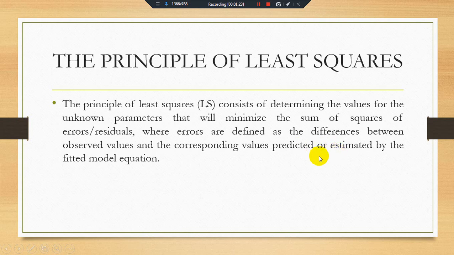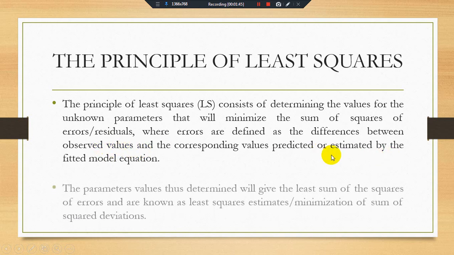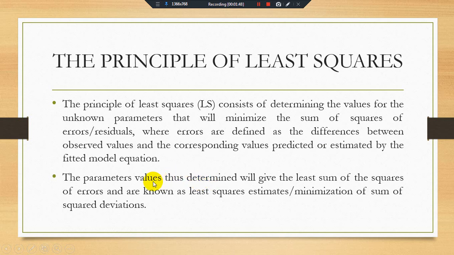We have given the simple formula for the error in the introductory or statistical section of the regression video. So this means that the error, which is technically called the unexplained variation, is equal to observed, actual or true value minus estimated value. Okay, the parameter values thus determined will give the least sum of square of residual or errors and are known as the least square estimates, or minimization of sum of square deviation.